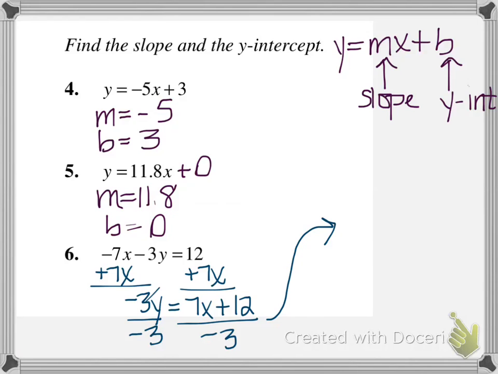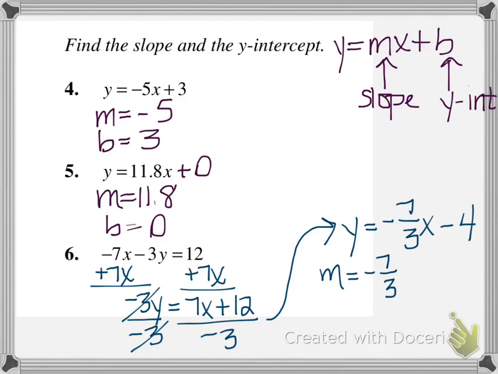When I do that, my negative 3's on the left cancel, and I have just y, which is what we wanted. On the right side, I have to divide negative 3 into both of those terms, 7x and 12. So 7x divided by negative 3 is simply going to be negative 7/3 x, and 12 divided by negative 3 is going to be negative 4. So my slope is negative 7/3, and my b, or my y-intercept, is negative 4.